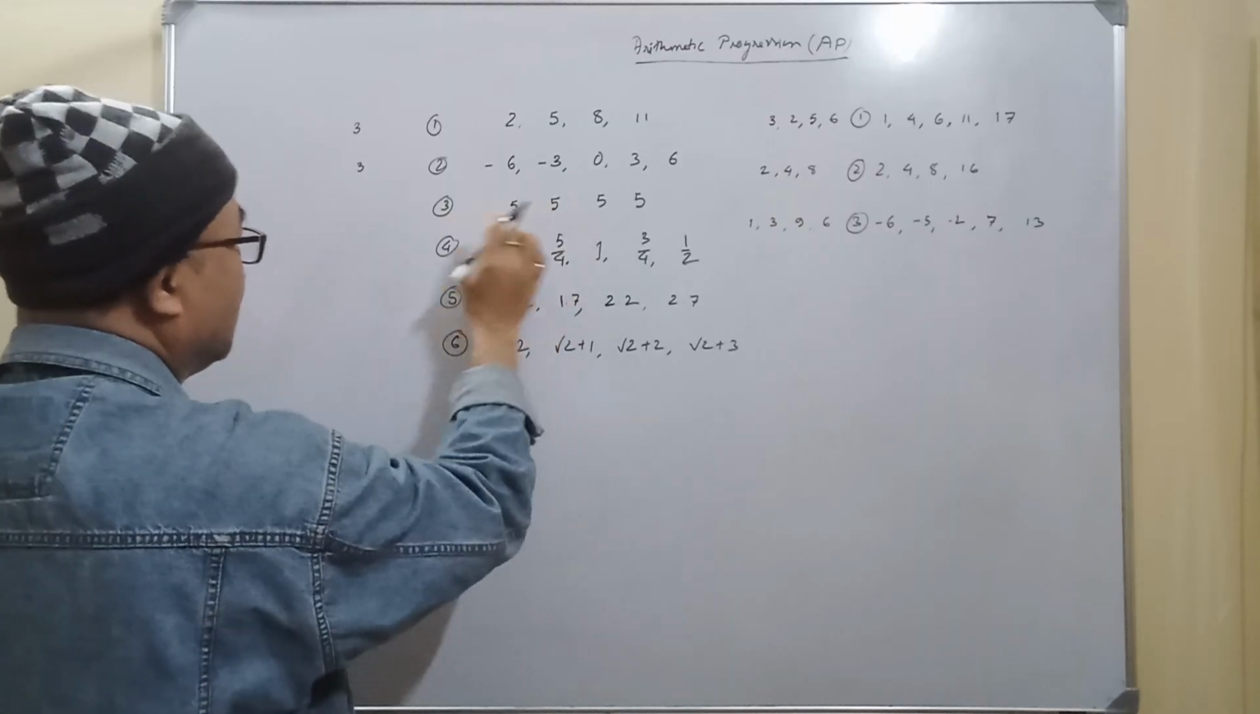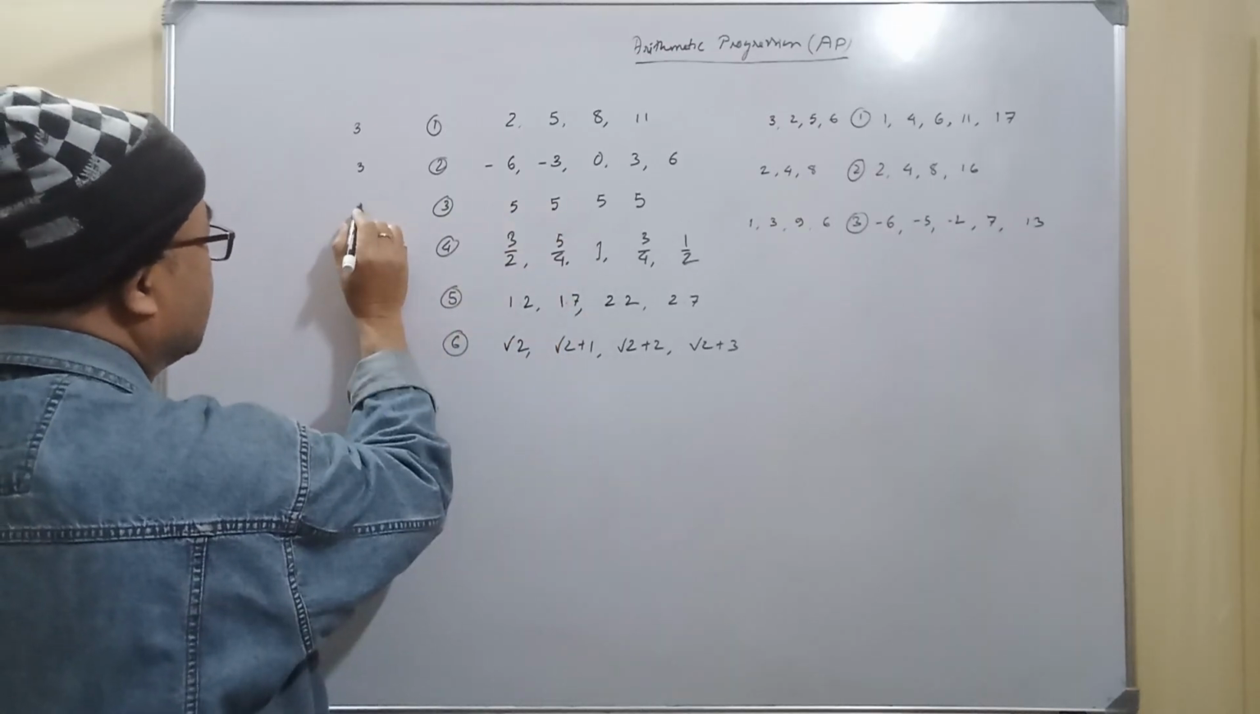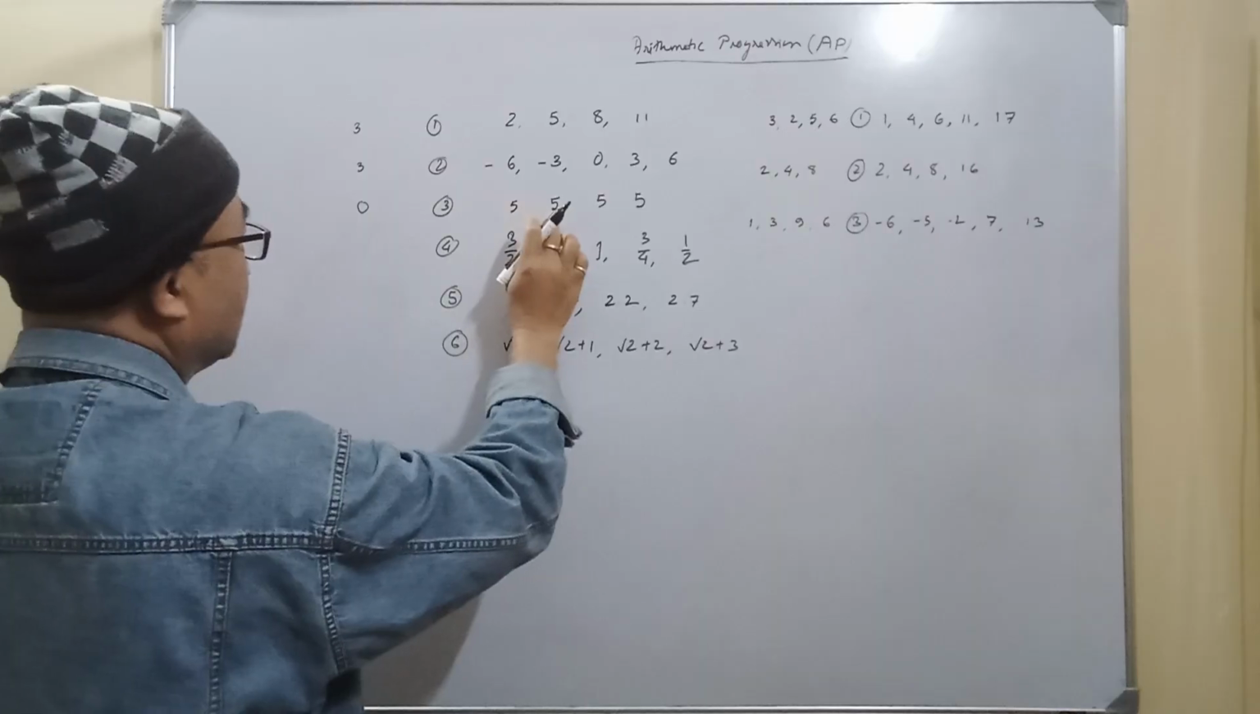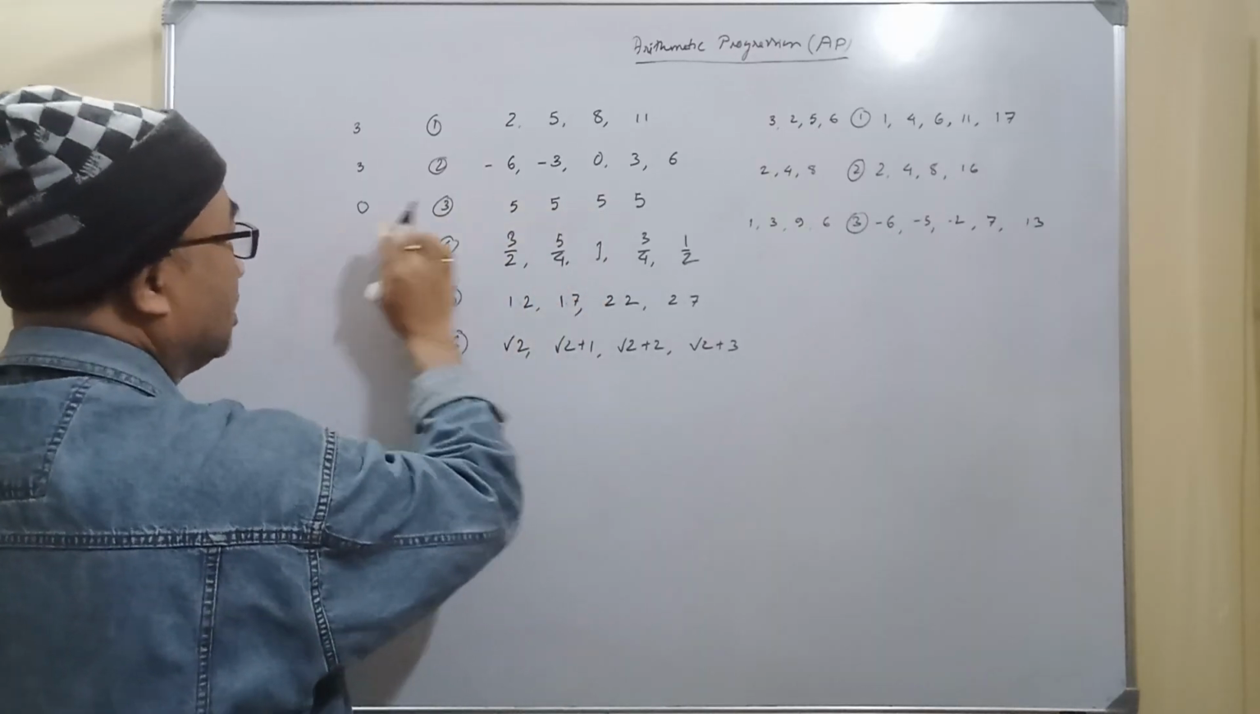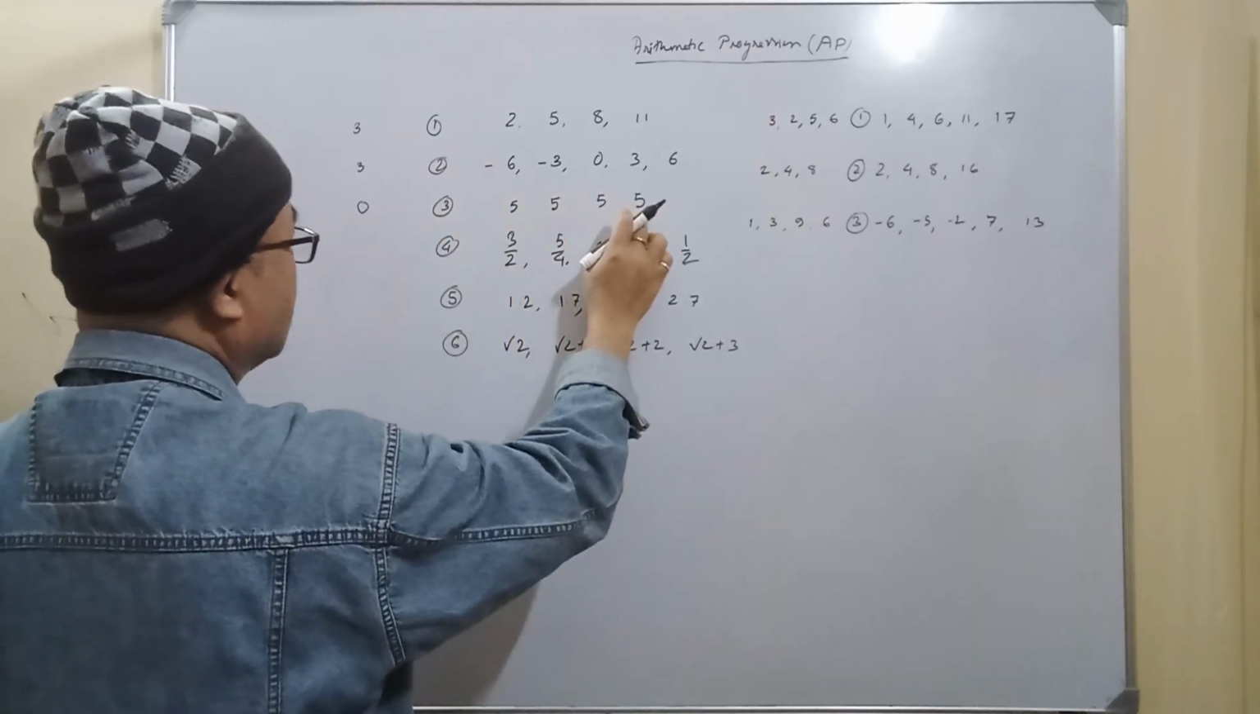Here, the difference between this one and this one is 0. Again, this one and this one is also 0, and this one and this one is also 0.